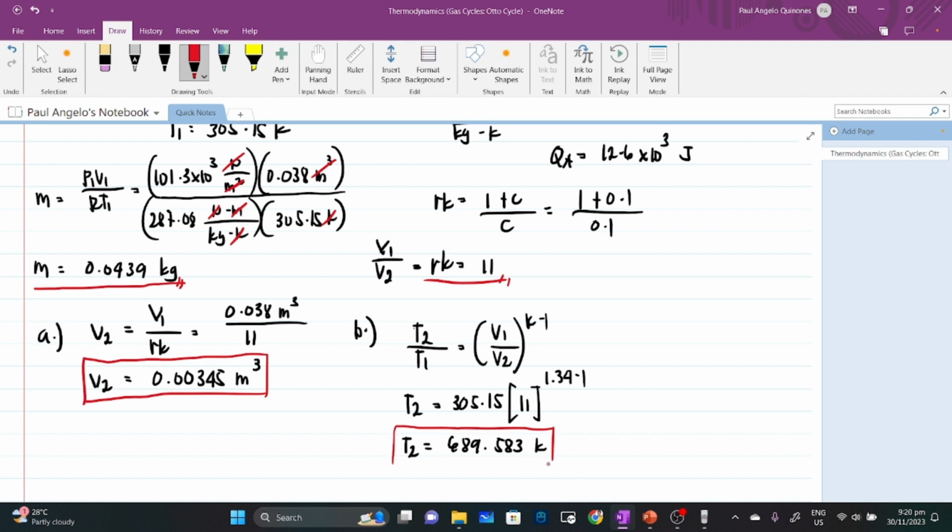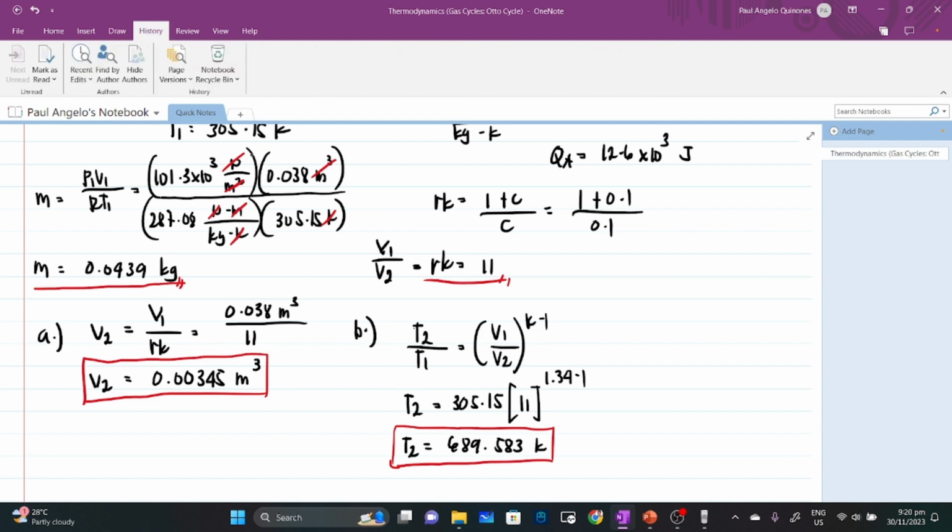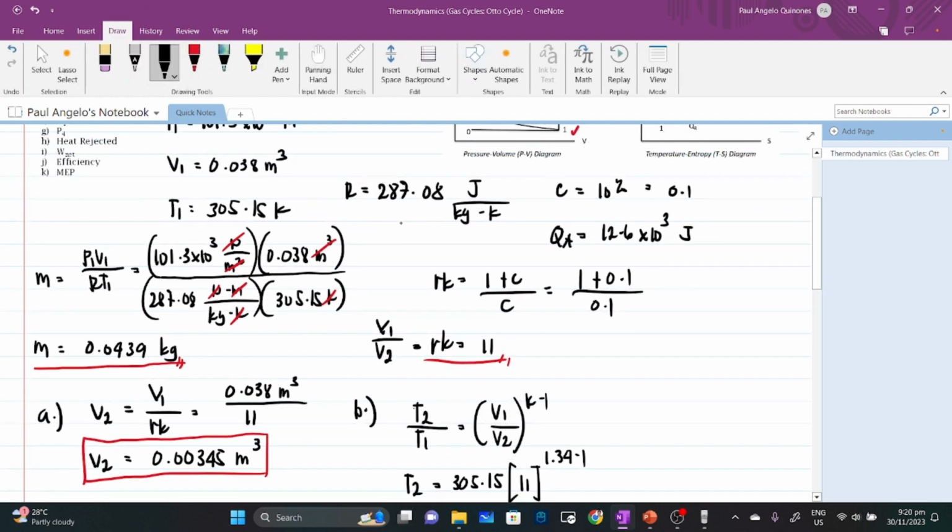Okay, so let's try to perform a quick hypothesis. How are we going to generate a quick hypothesis? Since we have the compression ratio, we can solve for letter J immediately. But we will prove it later on if our answer will correspond to the same efficiency, because we know that in an Otto cycle, the efficiency is given by 1 minus 1 over rk raised to k minus 1. So the efficiency here is 1 minus 1 over 11 raised to 1.34 minus 1.